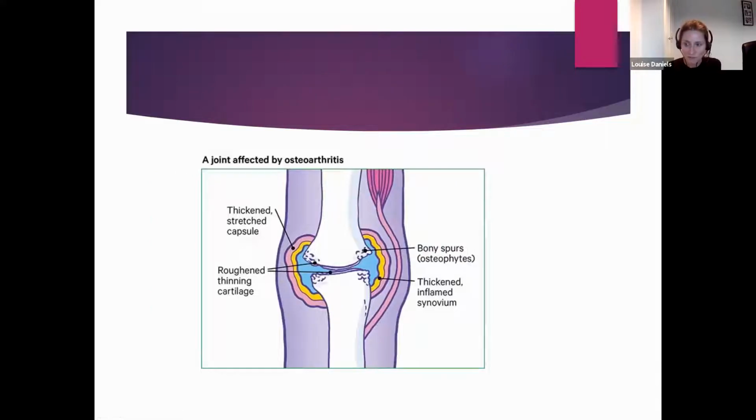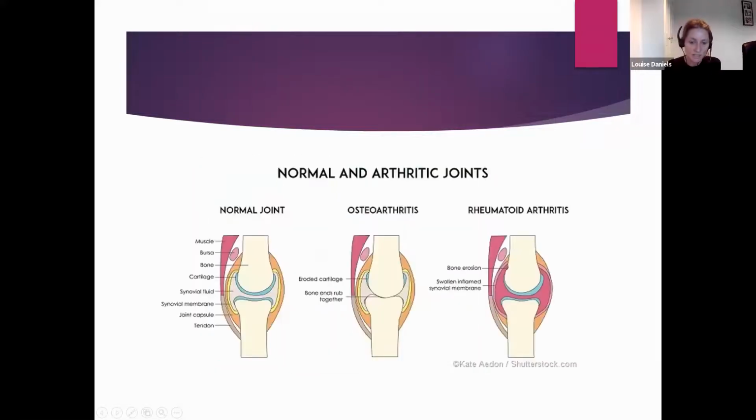And this diagram shows us osteoarthritis. You can see here in the middle, you've got this thinned cartilage. The edges of the bone become rough and grow out with these little osteophytes. As a result, the synovium becomes inflamed, the capsule is stretched. So that's all the components of the joint being affected.